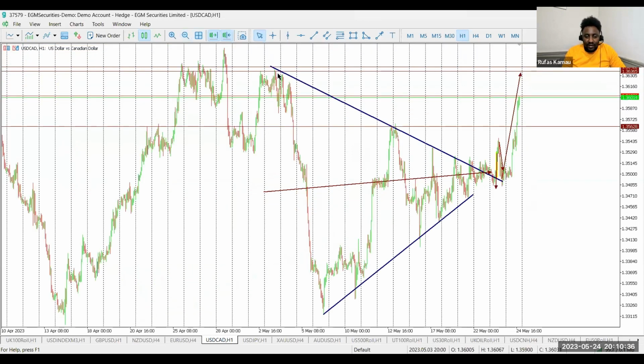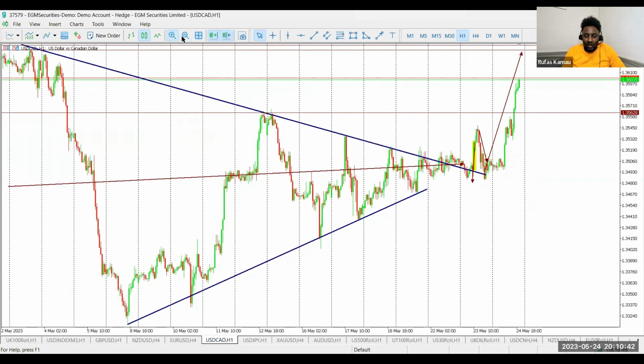So in this case, the base of our pattern was right here, a high of 1.36365. And clearly, you can see the market playing out and headed all the way up. And there's a good chance we'll be achieving our target at 1.36365, maybe not by the end of the day today, but perhaps in early trading tomorrow.